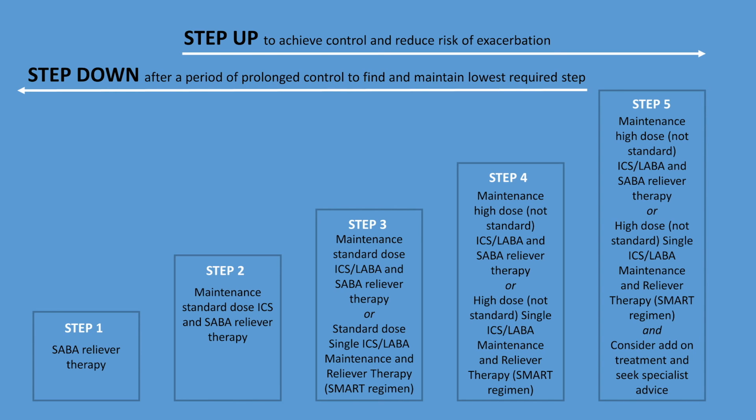However, if that is the case, one would step up to step 4, where one uses a higher dose of inhaled corticosteroid within the ICS LABA combination inhaler, and once again that can be prescribed according to the standard or the SMART regimen. And for the very few patients who are not adequately controlled at step 4, you would then consider the addition of additional therapies and there may also be the requirement for specialist medical review.